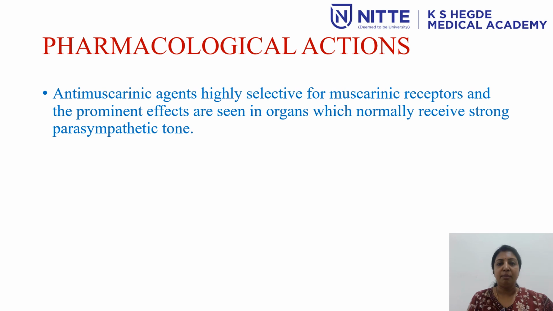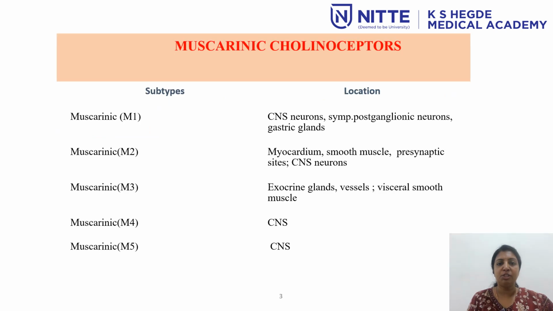Before we go into the pharmacological action, let's just brush through the muscarinic receptors. Muscarinic receptors are of five subtypes. M1 is present in the CNS neurons, sympathetic postganglionic neurons, and gastric glands. M2 is in the myocardium, that is the heart, smooth muscles and presynaptic sites. M3 is in the exocrine glands, vessels, and visceral smooth muscle. M4 and M5 are largely found in the CNS.